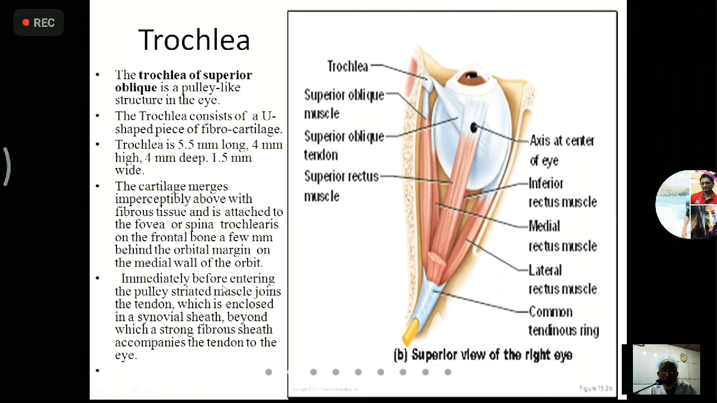Immediately below, the entering tendon passes through the pulley, a striated muscle joint pattern, which is enclosed in a synovial sheath, beyond which a strong fibrous sheath accompanies the tendon to the eye. Remember it. This short note repeatedly comes in the exam.